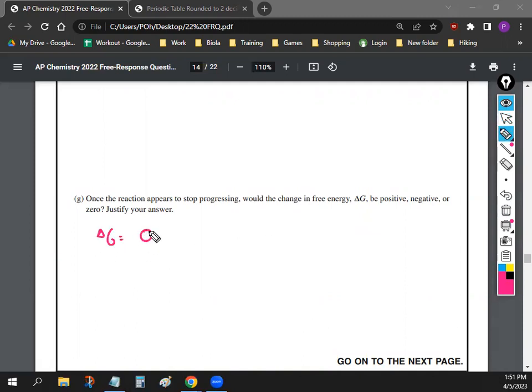Okay, so delta G will be 0 because there are 2 ways that you can think about it. The first way is that the reaction stops. If the reaction stops, what's the E for the cell? What value does it equal? 0. Yeah, there's no cell potential, right? Second way you could think about that is that if the reaction stops, that means that the system is at equilibrium. And we know that at equilibrium, delta G is equal to 0. So either one of those methods works.